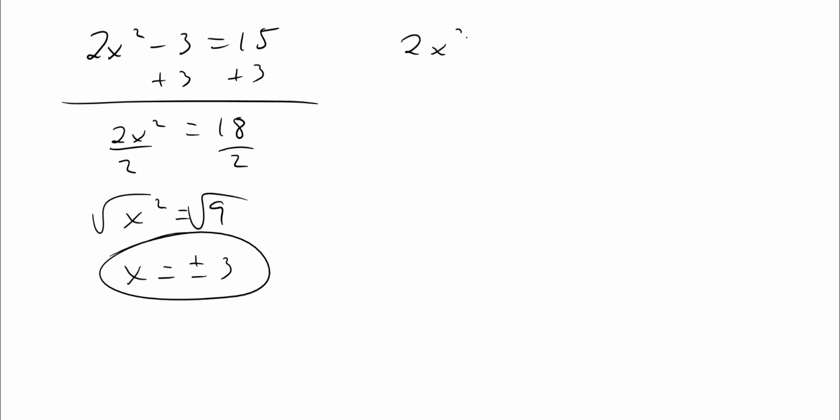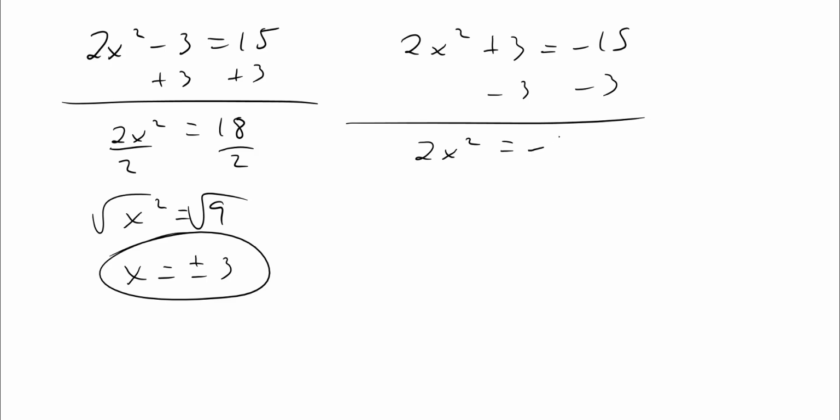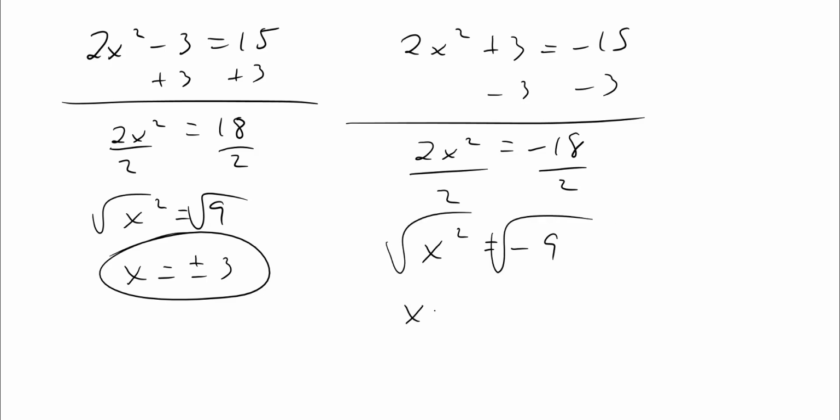Okay, so let's do one with an i in it now. So 2x squared plus 3 equals negative 15. Subtract 3 from both sides. So 2x squared equals negative 18. And then divide by 2. So x squared equals negative 9. And I take the square root of both sides. So you get x equals plus or minus, don't forget plus or minus, and the square root of negative 9 is 3i.